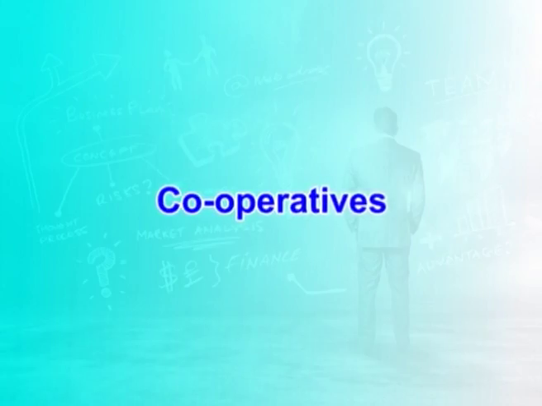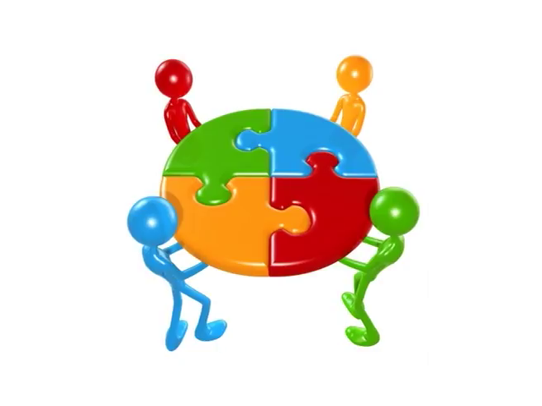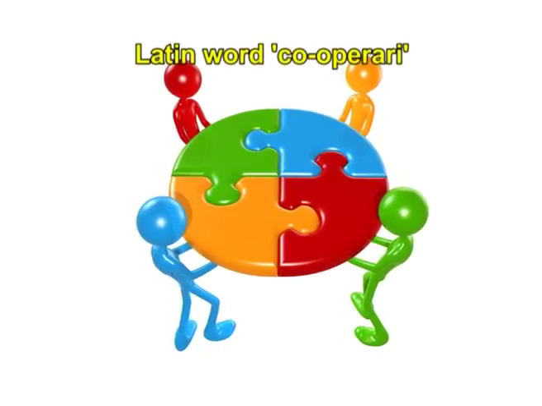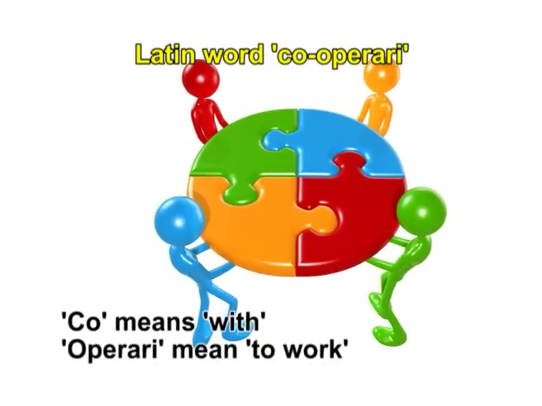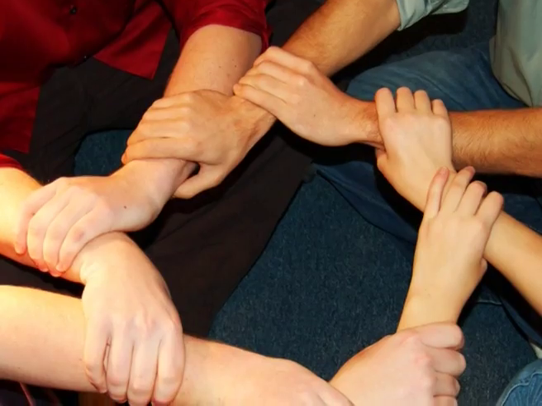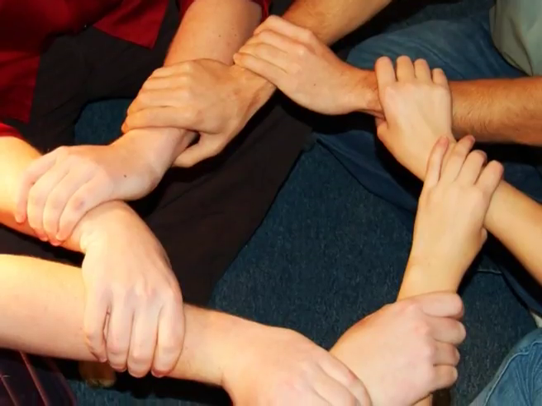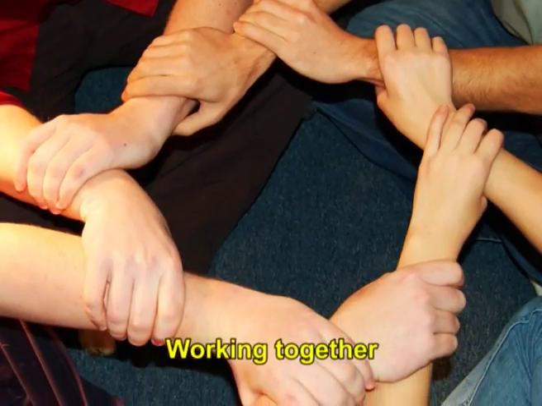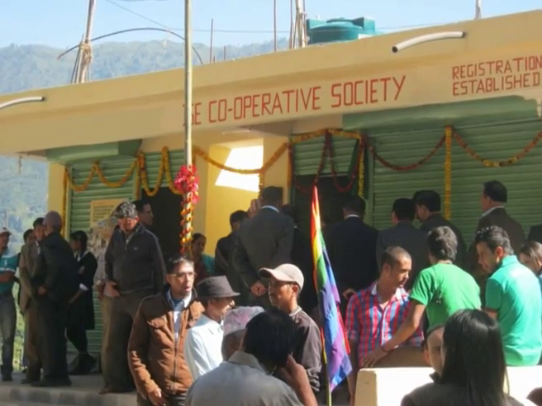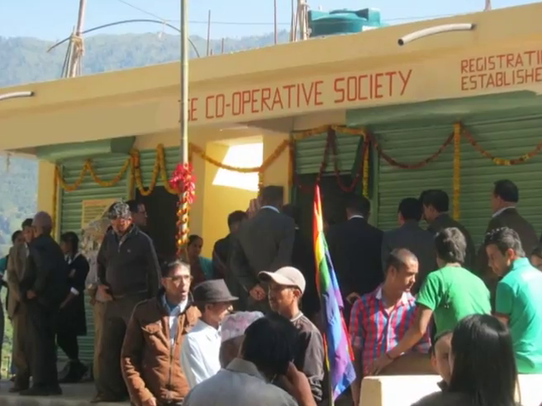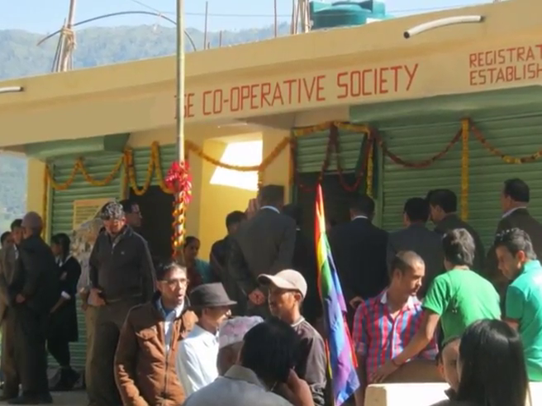Cooperatives, we go to that organization. The term cooperation is derived from the Latin word coopere, where the word co means with and opere means to work. Thus, the term cooperation means working together. So, those who want to work together with some common economic objectives can form a society which is termed as a cooperative society.